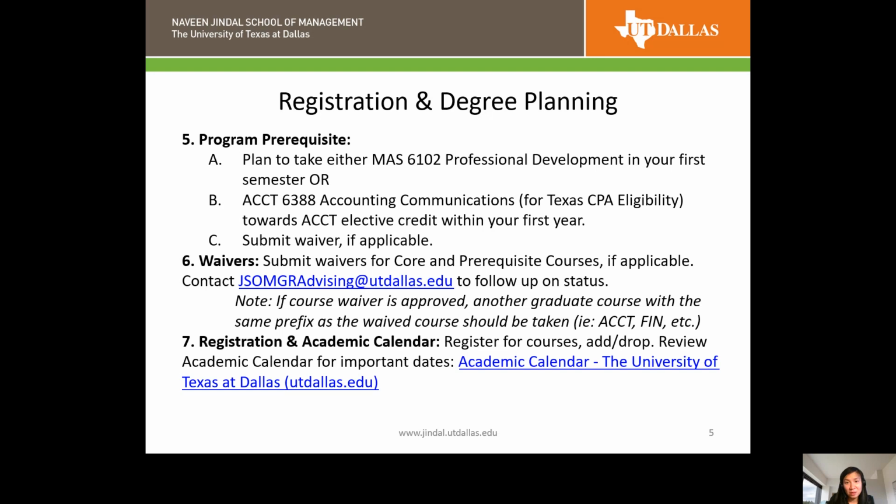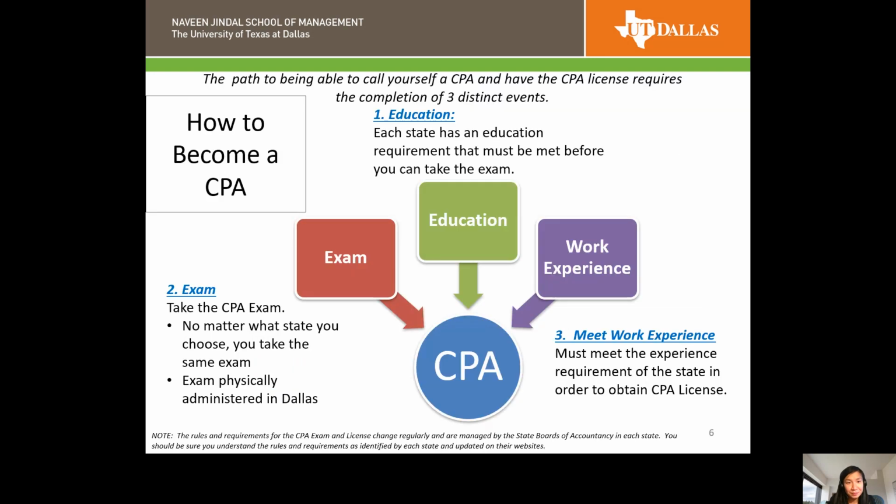The other type of waivers are called prerequisite waivers, which means any class you've taken previously that is required before a class you're going to take here. So we'll go over that in more detail. And then registration and academic calendar. You can actually start registering and review the calendar for important dates.